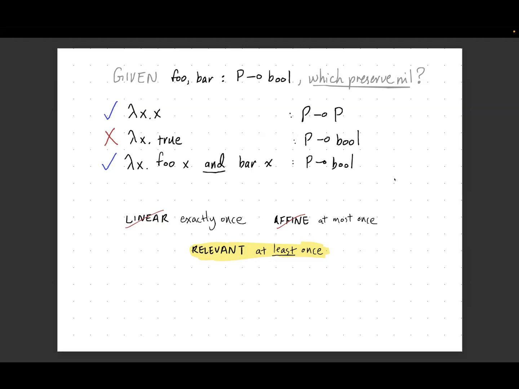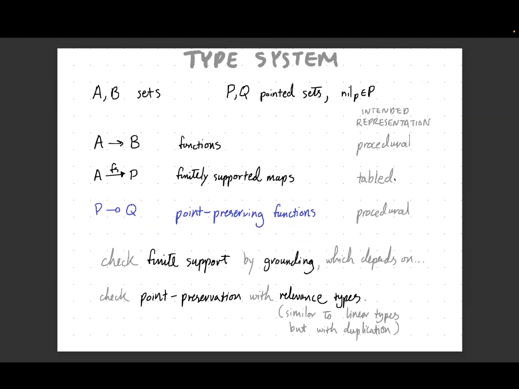It is slightly more interesting than that when you get to direct products. So remember, and takes a tensor product. There's also direct products. The rules are a little bit different. But that's the basic idea. So we end up with a type system that has three different kinds of functions. Ordinary functions, haven't really talked about those. Finitely supported maps, those are the thing that we invented this language in order to handle. And point preserving maps, which are important because they let us manipulate finitely supported maps while preserving finite support. Finite support we check via grounding, and point preservation we check via relevance types.